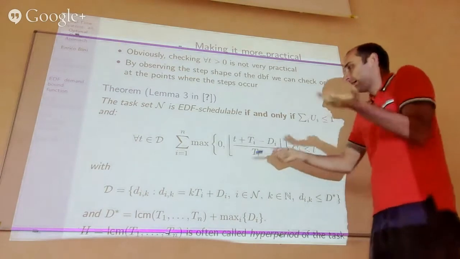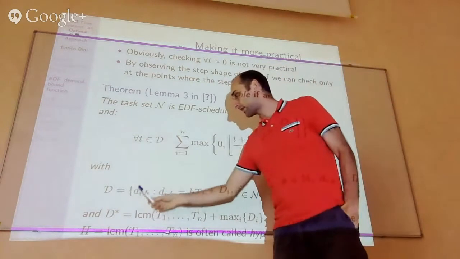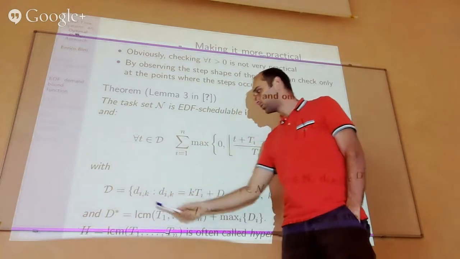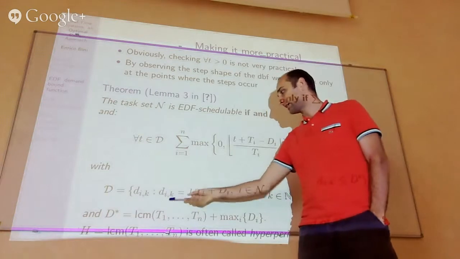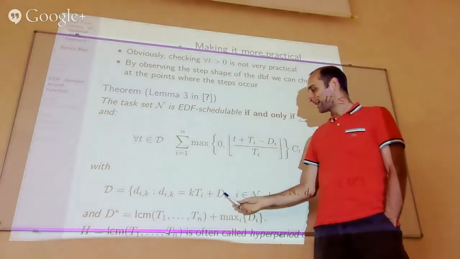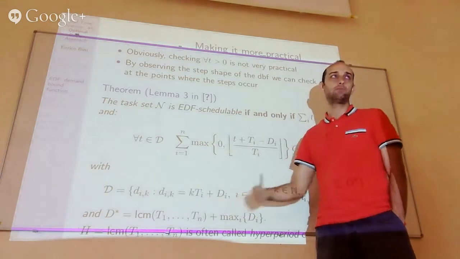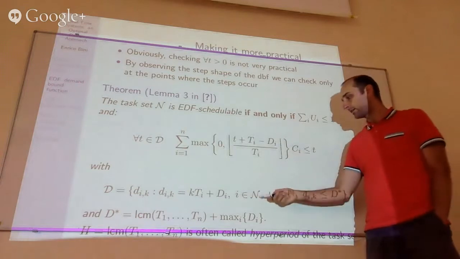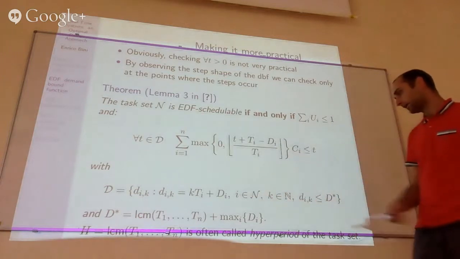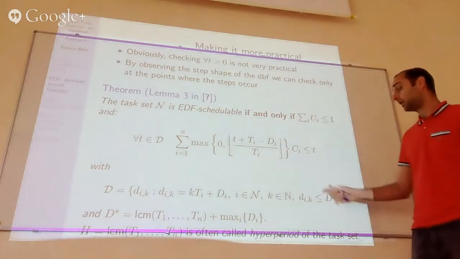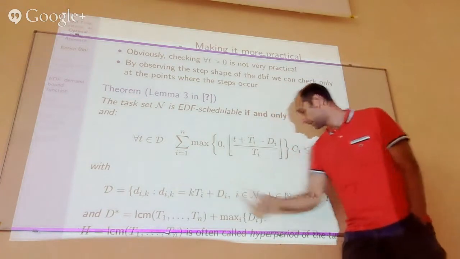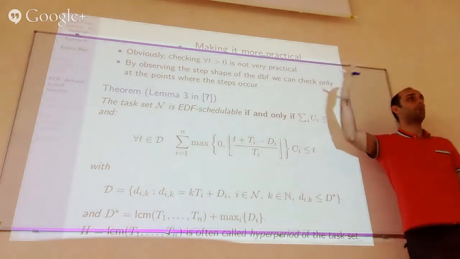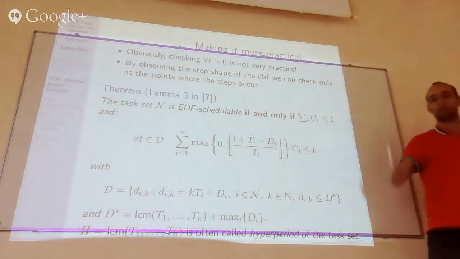Well, we write it as it is. So the set D is the set of absolute deadlines d_ik, deadlines of task i, job k, where d_ik is d_i plus a multiple of T_i, where k is the index of jobs, i is the index of the tasks, and k ranges over the natural numbers, all jobs. However, we wanted all deadlines to be less than some d star. D star is a sort of upper bound to the point where we need to make the test.